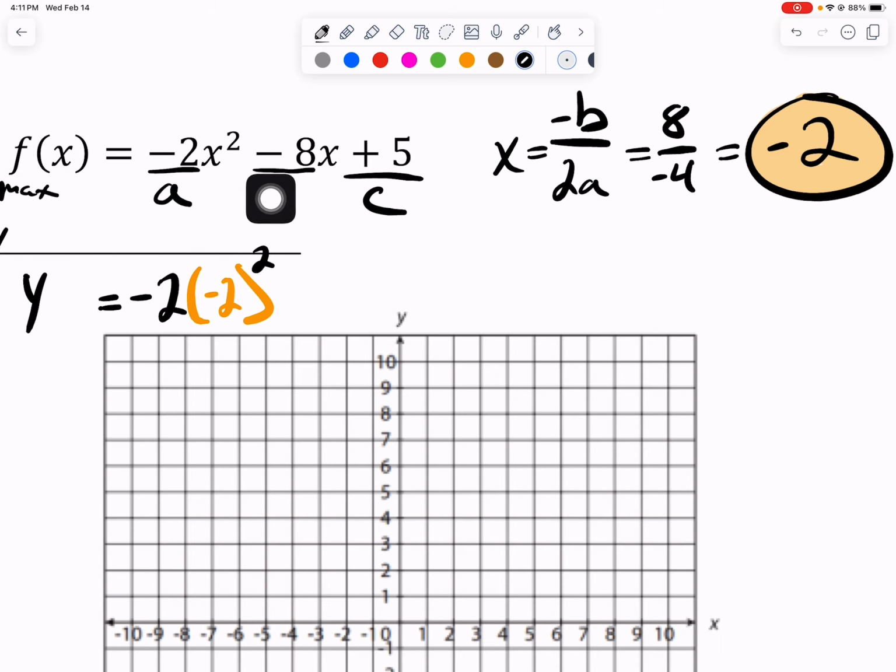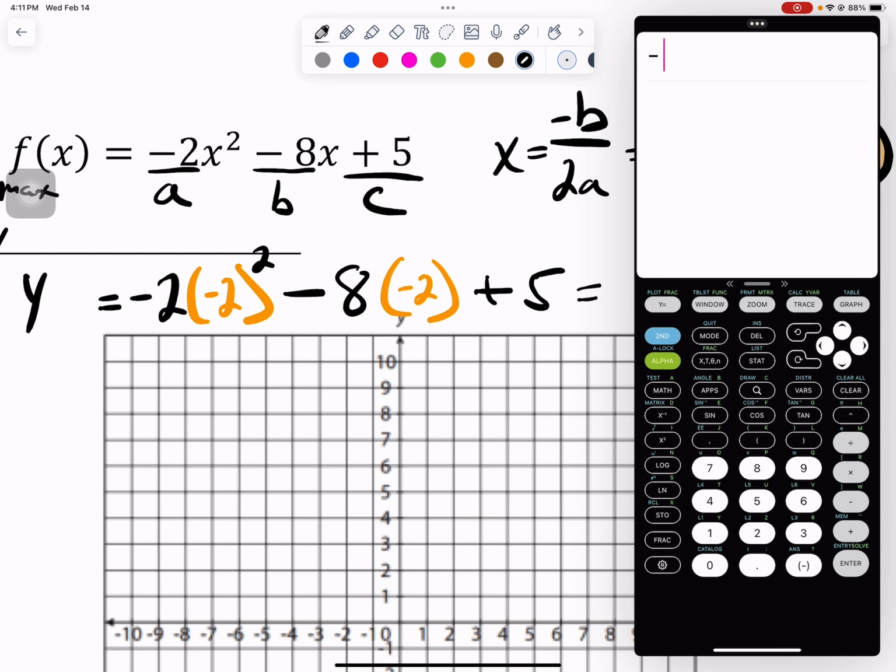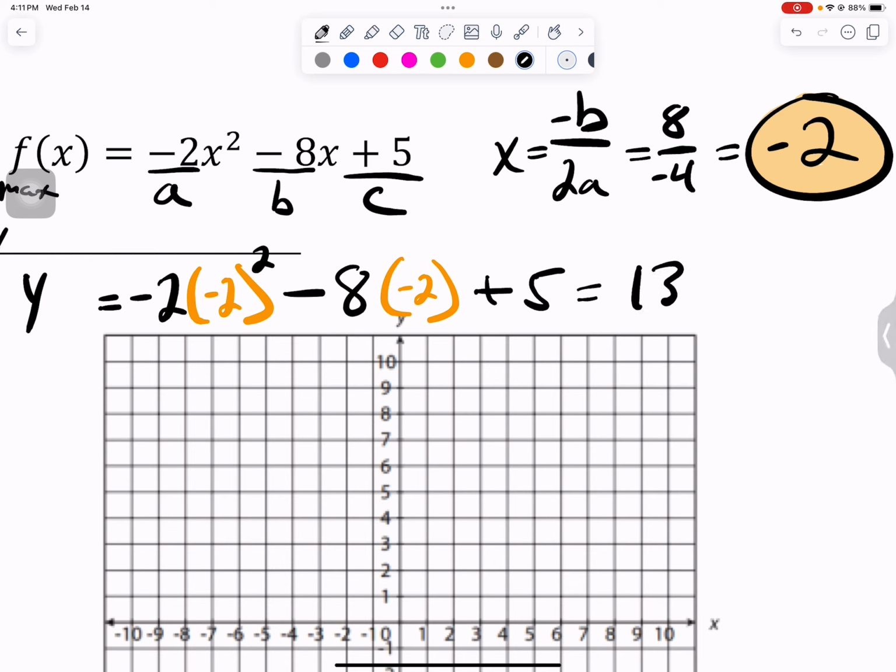Now, don't get this confused. That is a minus 8, and then again we have an x. And again, we will wrap that negative 2 in parentheses, and we will continue to write our function of plus 5. Let's do an equals and let's pull our calculator in. So we will do negative 2 open parentheses, negative 2 close, x squared, minus 8 open parentheses, negative 2 close parentheses, plus 5, hit enter, and we get 13.